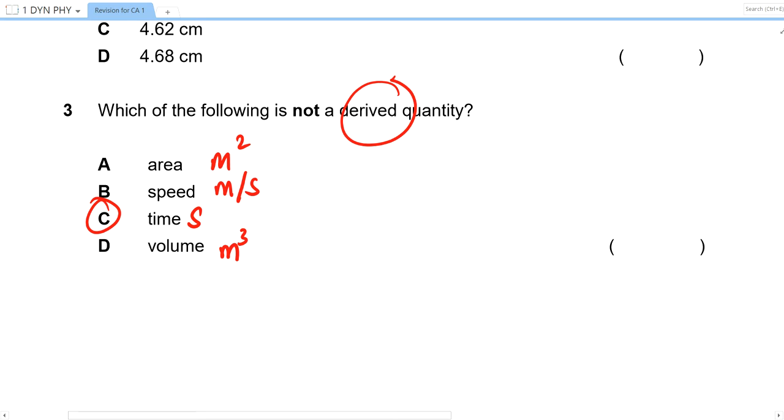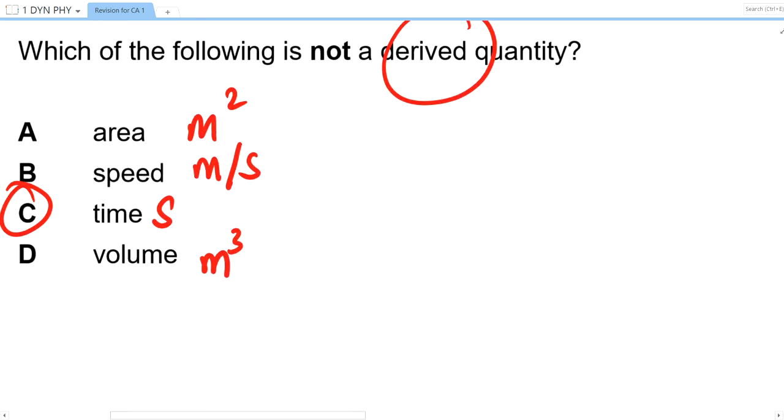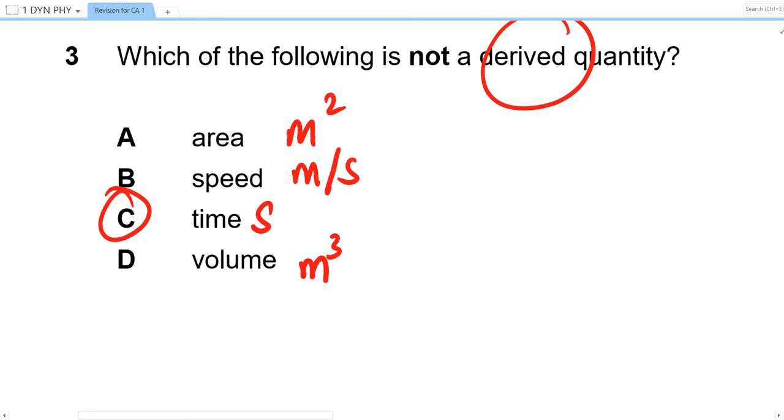Now, which one of these looks like a base quantity to you? Time, seconds. It is not made up of any other thing. It is just by itself, seconds. Everything else, A, B, and D, they are made up of different parts. Okay, that is why we call them derived.